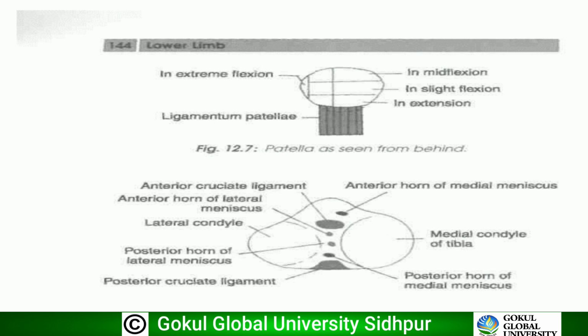This diagram shows the patella seen from behind, as well as ACL, PCL, medial condyle of tibia, posterior horn of lateral meniscus, anterior horn of the medial meniscus, posterior cruciate ligament.